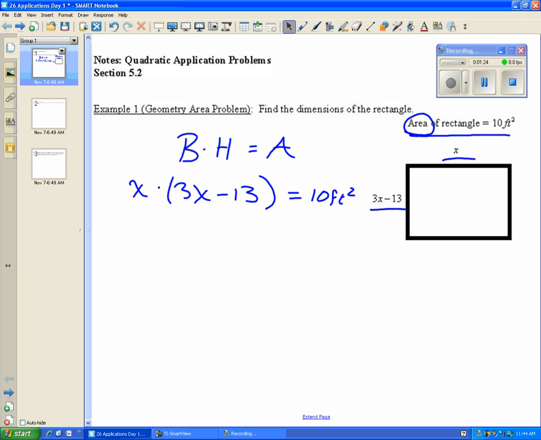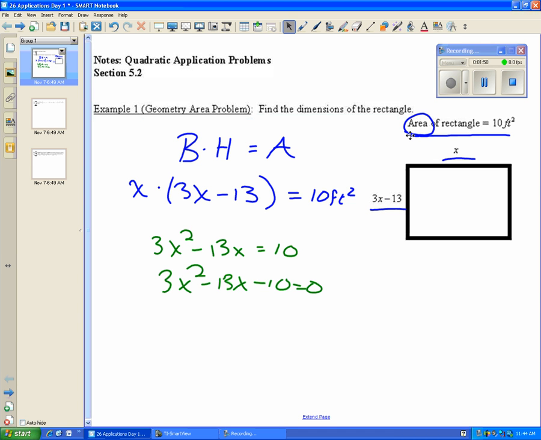There's lots of ways that I can solve this. If I try to distribute this out, I get 3x squared minus 13x is equal to 10. Subtract 10. 3x squared minus 13x minus 10 is equal to 0. At this point, I can try to use the California method. What multiplies to be negative 30 and adds to be negative 13?